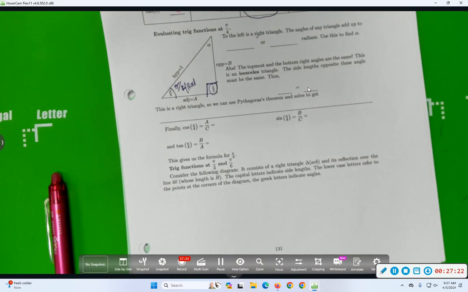Let's just try to figure things out about this triangle. I know the hypotenuse. The hypotenuse is length 1. If I could figure out the adjacent side length, then that would tell me what cosine is. So let's just try to figure things out about this triangle.